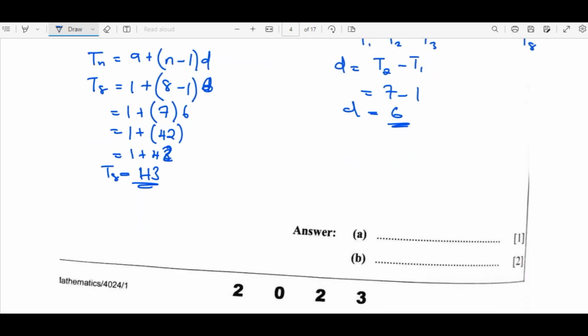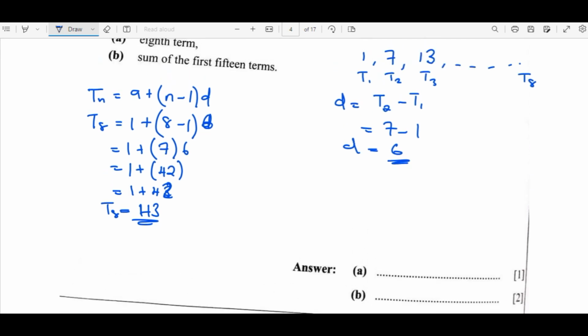Now, the second question is to find the sum of the first 15 terms. So that is the question given. So remember, you have to know the formula for finding the sum. So the formula to find the sum is, I think, let us create some space. So we can create some space here so that we can see properly what we're going to do.